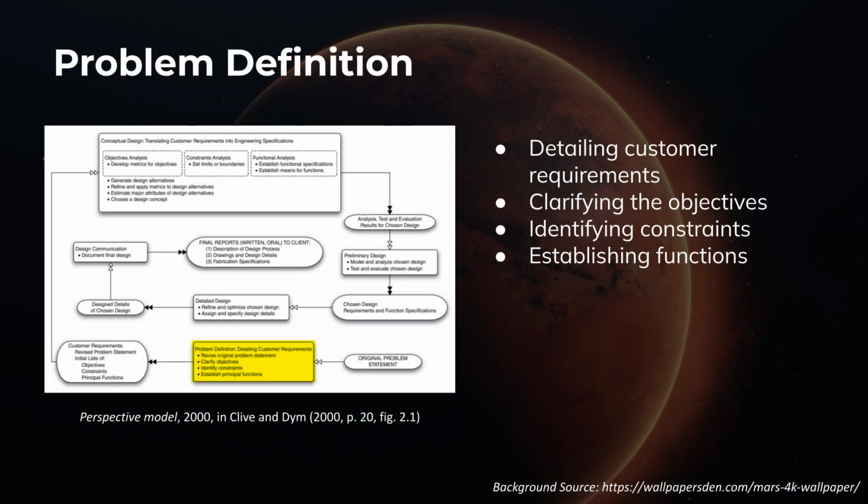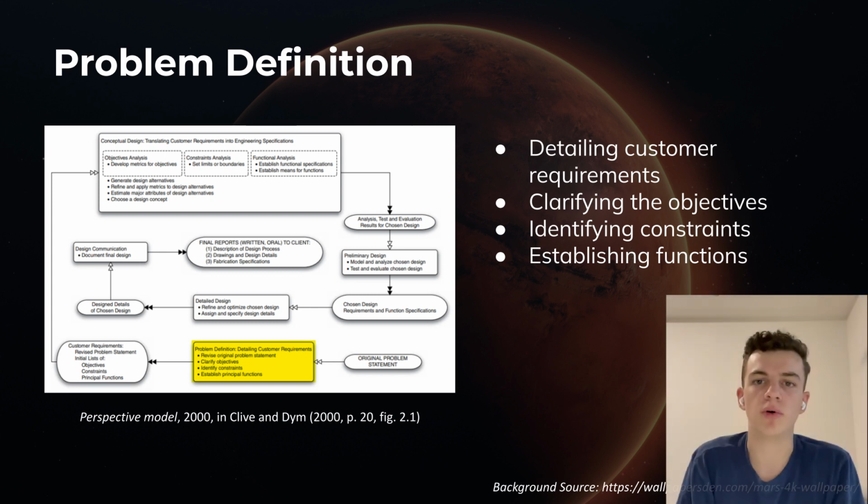Problem definition is the first phase in Clive Dym's perspective model of the engineering design process, in which engineers develop a problem statement that details customer requirements, clarifies the objective, identifies constraints, and establishes functions of the design. The problem definition is an essential means of determining the parameters of the task at hand, since often the initial statement can be vague or easily misinterpreted from what the client actually intended.